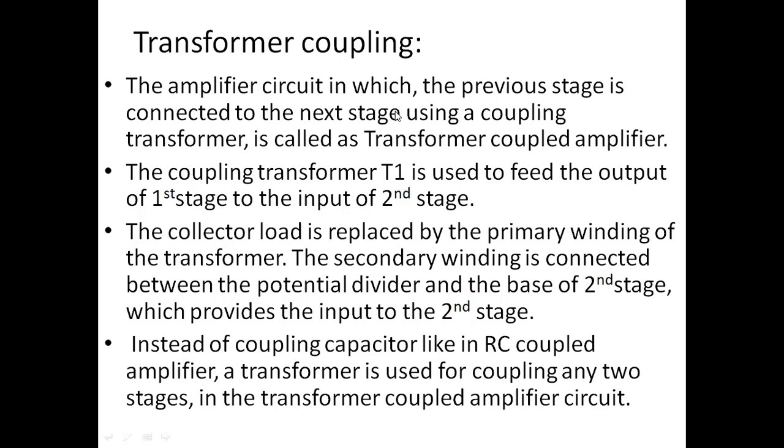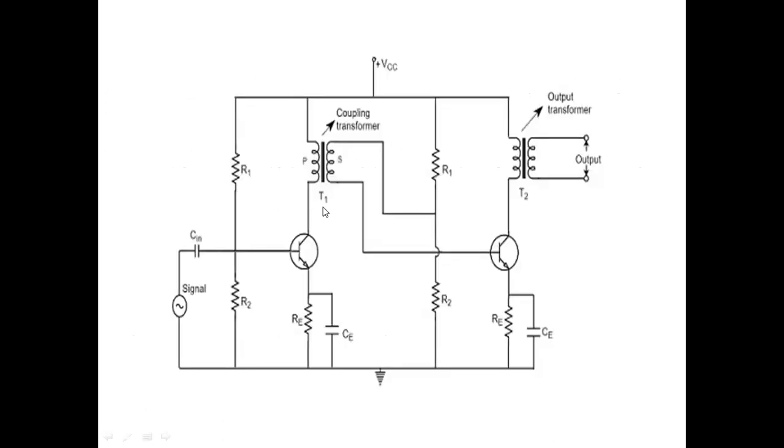Here the coupling transformer T1 is used to feed the output of the first stage to the input of the second stage. If you observe the figure, here we have the first stage and here we have the second stage. The output of the first stage is given as input to the second stage by using a transformer. So this transformer acts as a coupling device, and that's why it can also be called a coupling transformer. Hence, this type of coupling is known as transformer coupling.